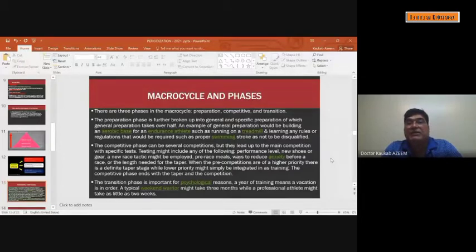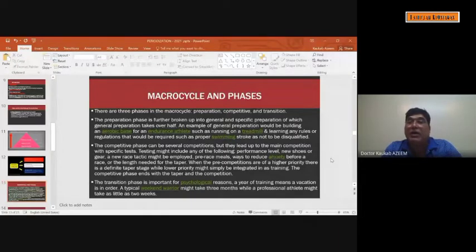The preparation phase is further broken up into general and specific preparation, of which general preparation takes over half. An example of general preparation would be building an aerobic base for endurance athletes, such as running on a treadmill, and learning any rules or regulations that would be required, such as proper swimming stroke, so as not to be disqualified.